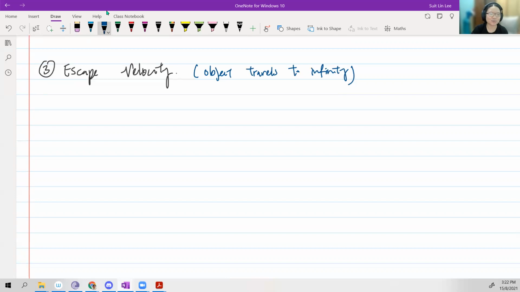Okay. So it means that the KE of the satellite or the object, any object, the rock or whatever, must be enough to make the total energy positive, or at the very least, 0. Okay, so the change in K of the object is equal to the change in GPE of the object to infinity.